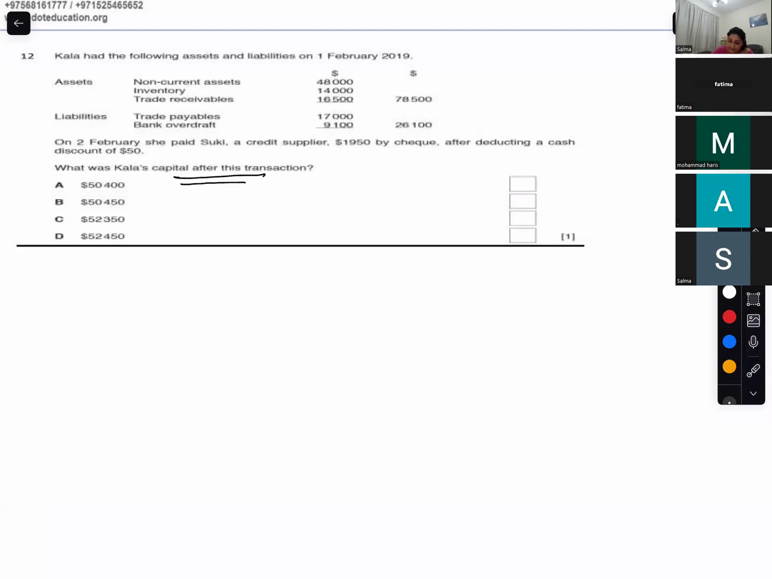So we need to find out what the capital is, right? First we take the total of assets and total of liabilities. So capital is 78,500 minus 26,100, which is 52,400. So capital is 52,400. Now I want to know the effect on capital.